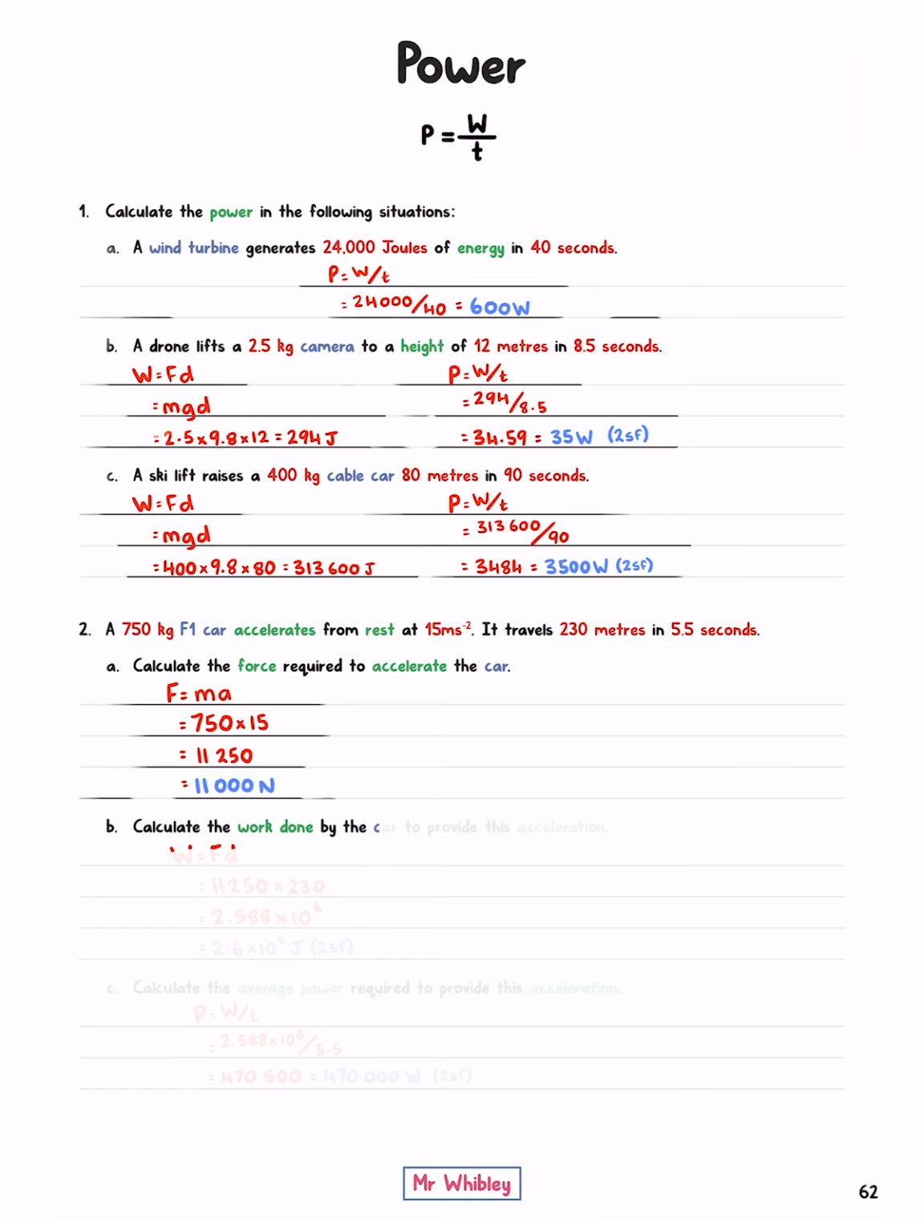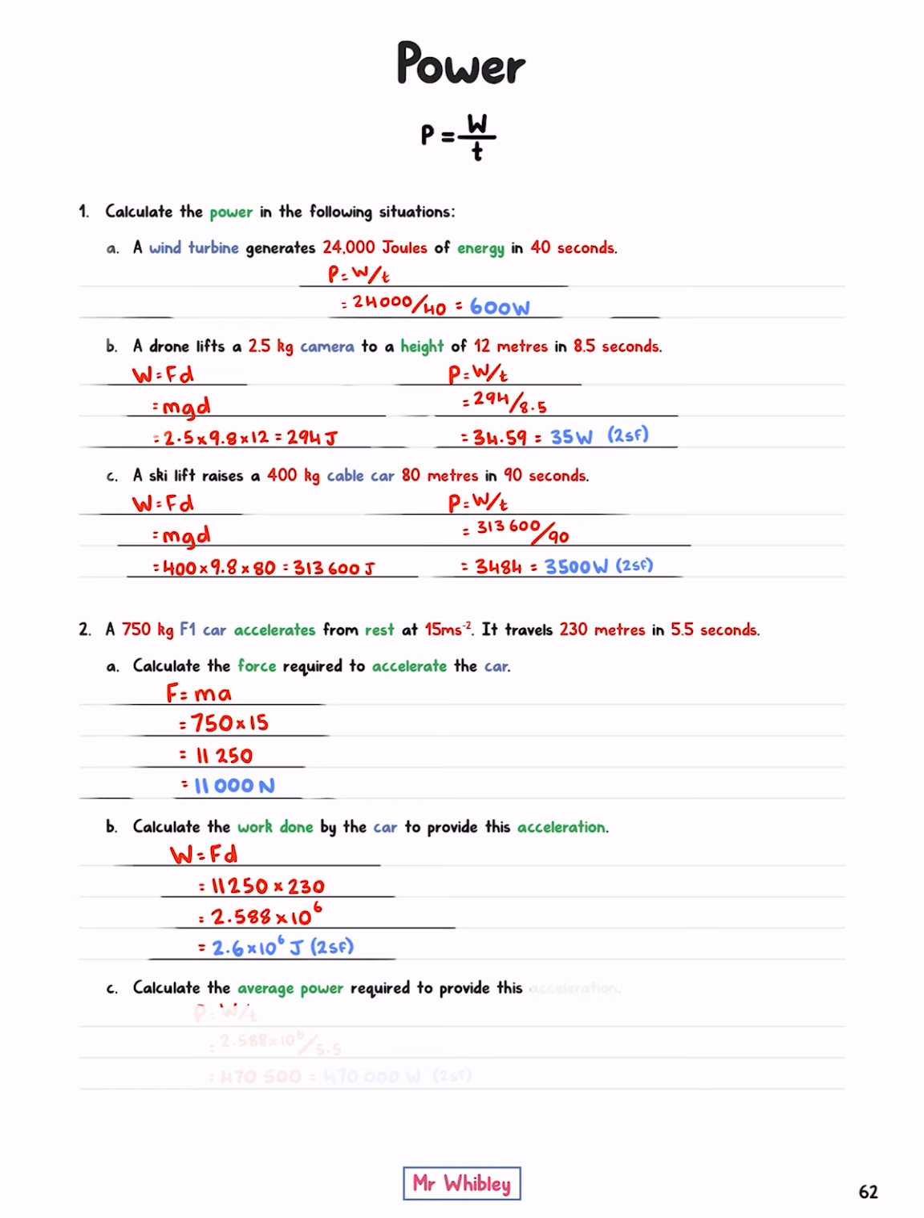Calculate the work done by the car to provide this acceleration. Work is force times distance. We just found the force and we were given the distance, which gives us 2.588 times 10 to the 6 or 2.6 times 10 to the 6 joules to two significant figures. Calculate the average power required to provide this acceleration. We know that power is work over time. We know the work, and we were given the time, which gives me 470,500 or 470,000 watts to two significant figures.